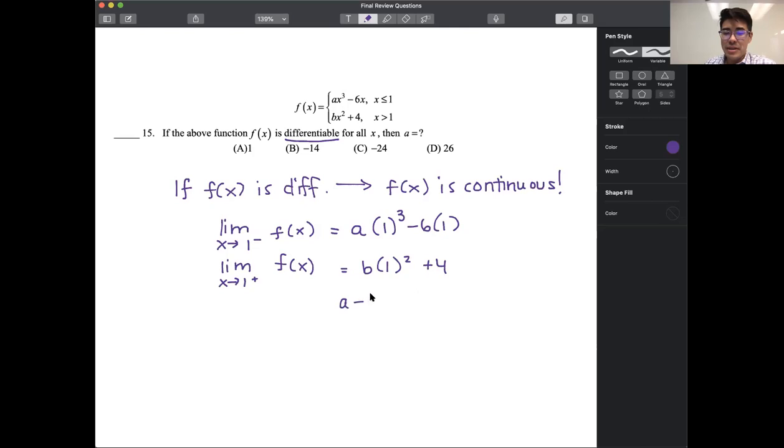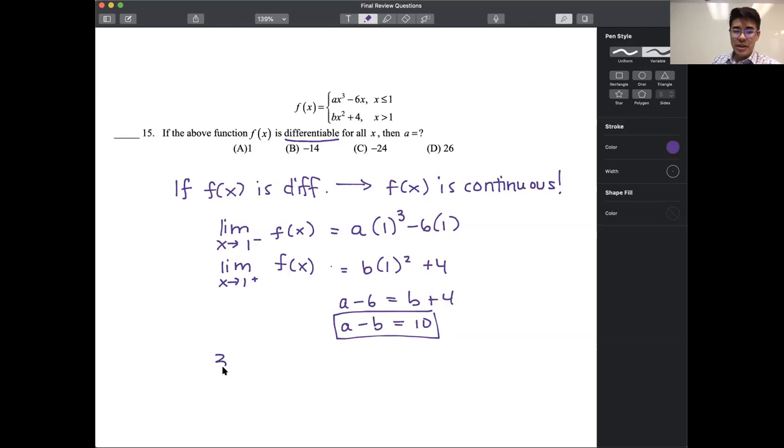So we get a minus 6 equals b plus 4. Or we can rearrange it and say a minus b is equal to 10. We can add that 6 over to both sides. This would be an equation. And then if it's differentiable, that means we have to set the derivatives equal to each other. So that's going to be the next step in this question.